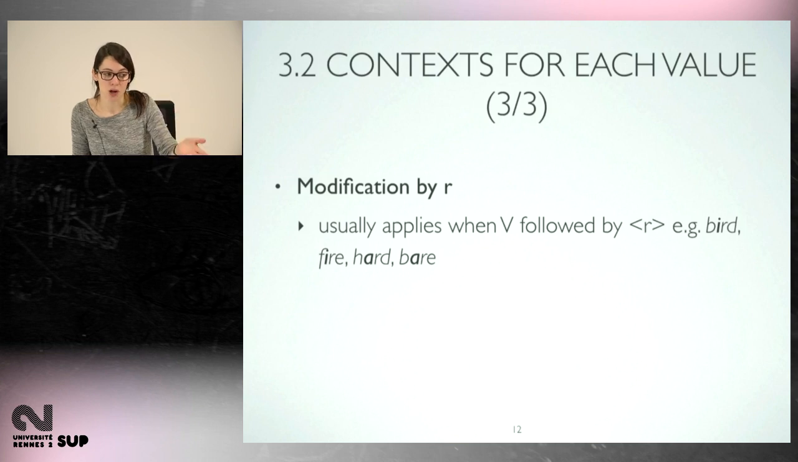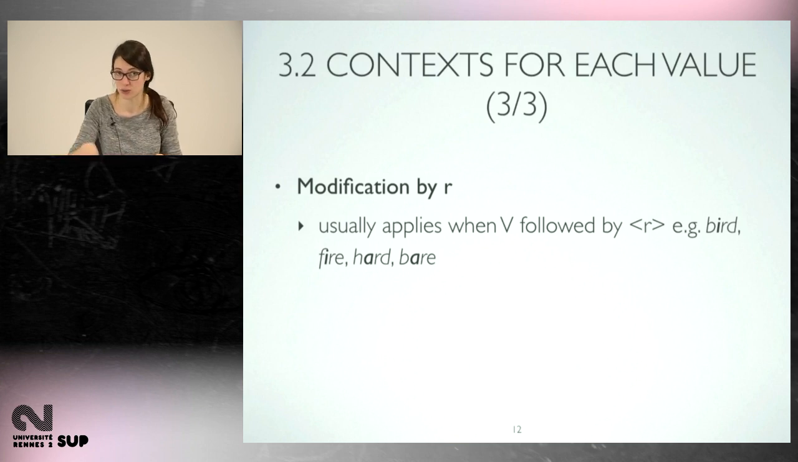The same applies for hard and bear. Hard follows the same rule as bird. That is, you have the vowel A followed by two consonants, so this is a context for the checked value to appear, and the first of these two consonants is R, so the checked value is going to be modified by R. In bear, you have the vowel A followed by a single consonant followed by mute E, so this is a context where you're going to have the free value, and the free value is going to be modified by R because the consonant is R. So again, R modification applies in most cases where the vowel is followed by R.